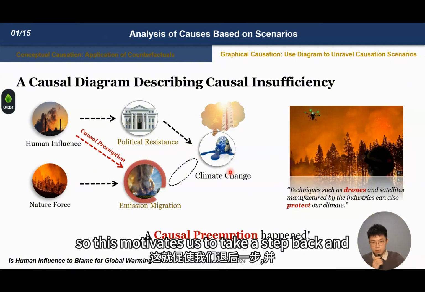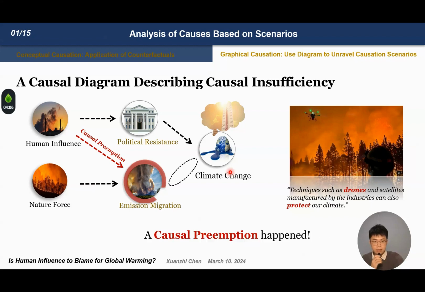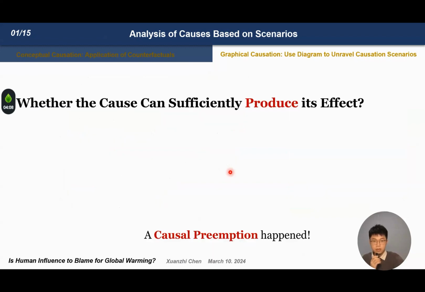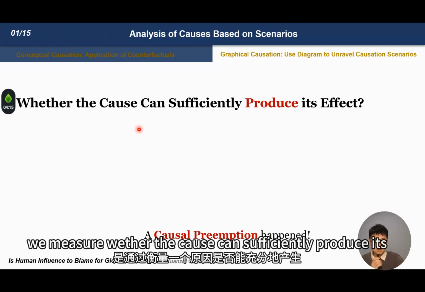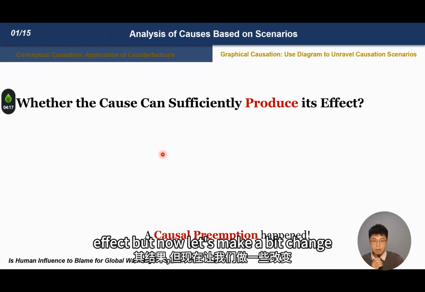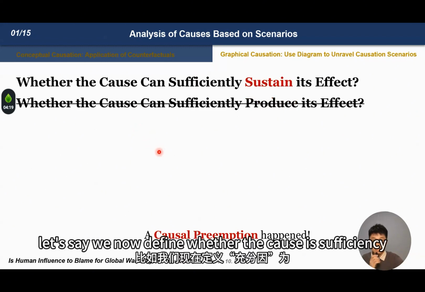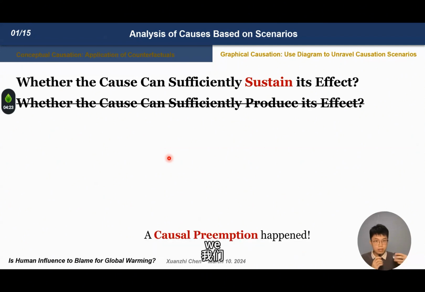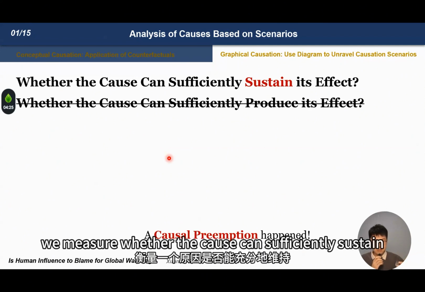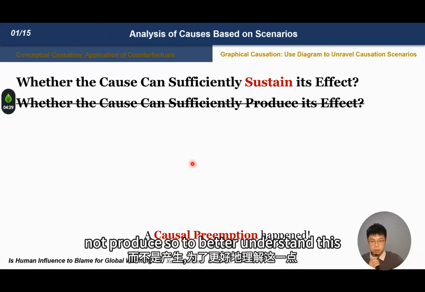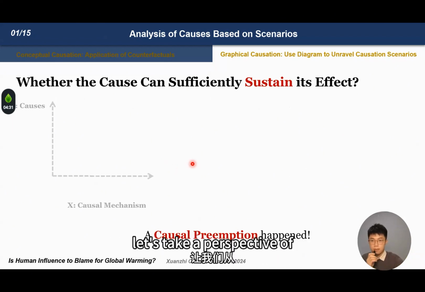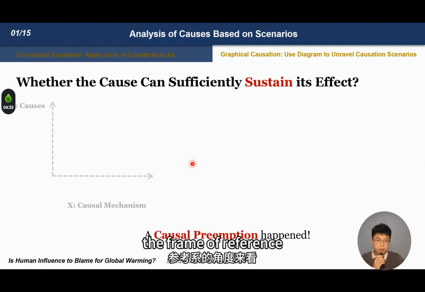So this motivates us to take a step back and think of its original definition. At first we define the cause as sufficiency. We measure whether the cause can sufficiently produce this effect. But now let's make a big change. Let's now define whether the cause is sufficient in a different sense. We measure whether the cause can sufficiently sustain its effect, sustain, not produce. So to better understand this, let's take the perspective of the frame of reference.